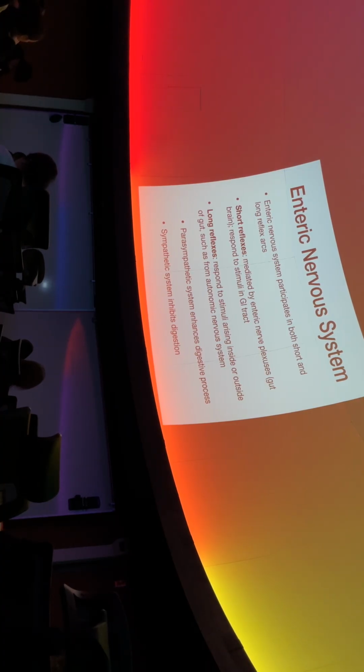A long reflex is where the stimulus comes from outside of the gut. So maybe you smell something nasty and it makes you want to throw up, or you smell something nice and it makes you salivate and your stomach gets all ready to go. But the emphasis is on the stimulus coming from outside of the enteric nervous system. I have a visual that illustrates this. And remember, the parasympathetic system enhances the digestive process, and the sympathetic system inhibits it. So parasympathetic is rest and digest, and sympathetic is fight, flight, or freeze. You don't want to be digesting food when your body's trying to mobilize and deal with some kind of stimulus, like a predator, right?